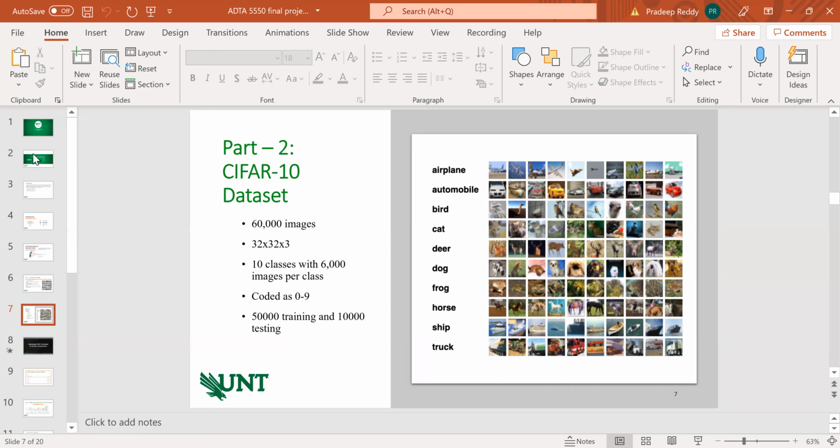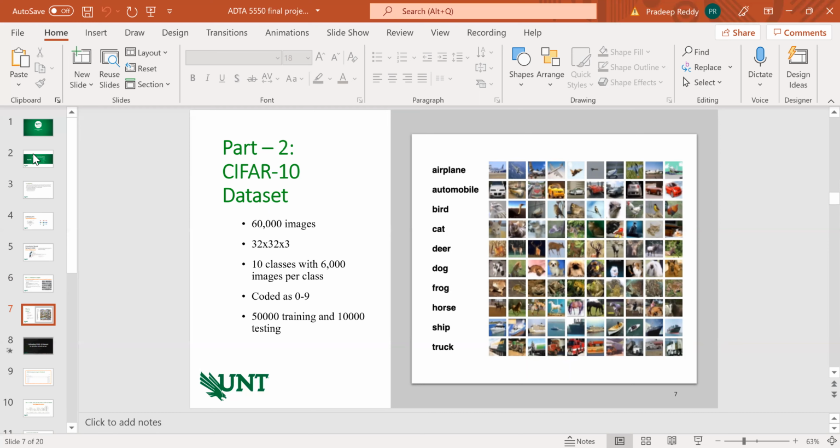Each image is a colored image, so there are three color channels, and the size of the image is 32 by 32 by 3. There are 10 classes with 6,000 images per class, coded within the range of 0 to 9. They are airplane, automobile, bird, cat, deer, dog, frog, horse, ship, and truck.